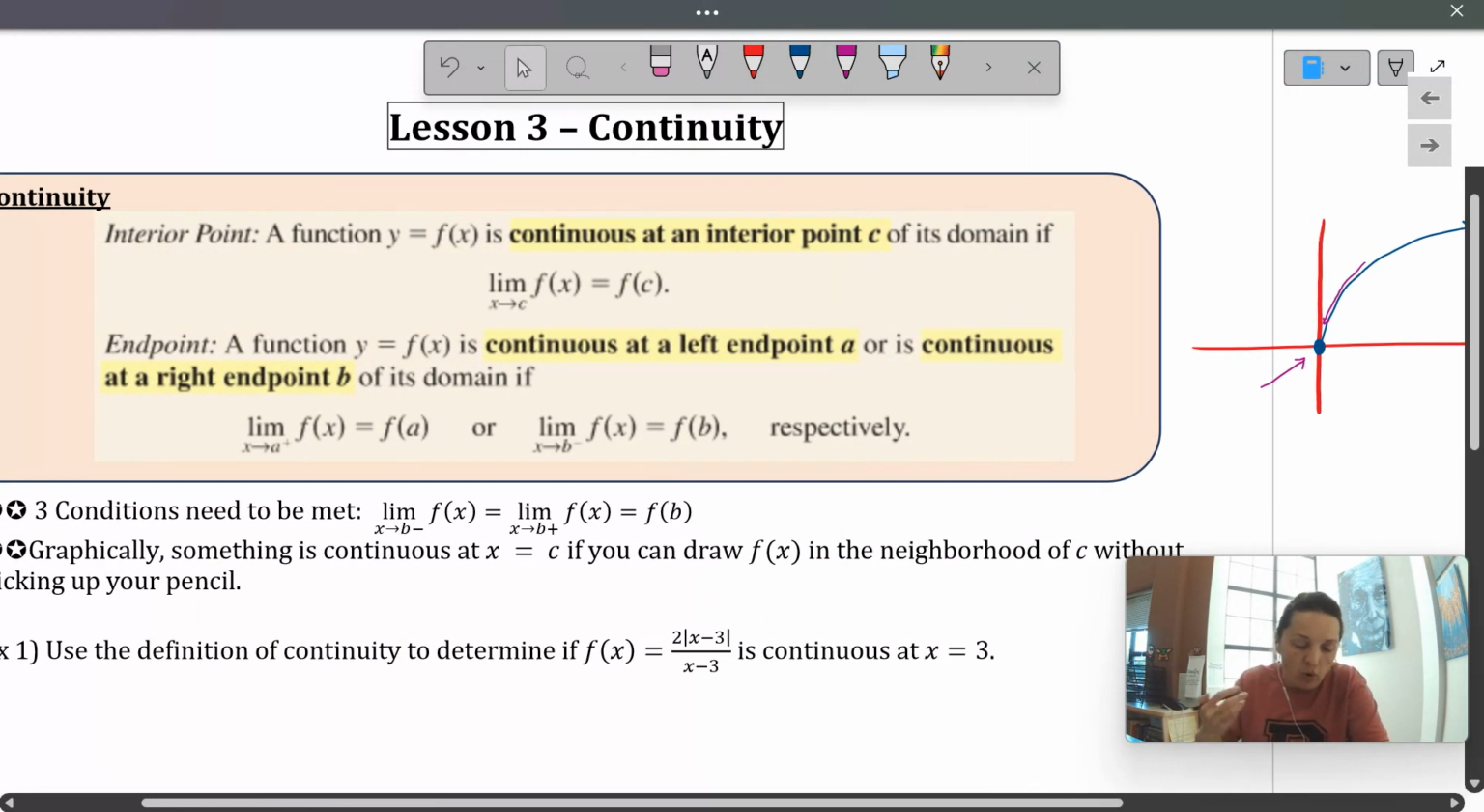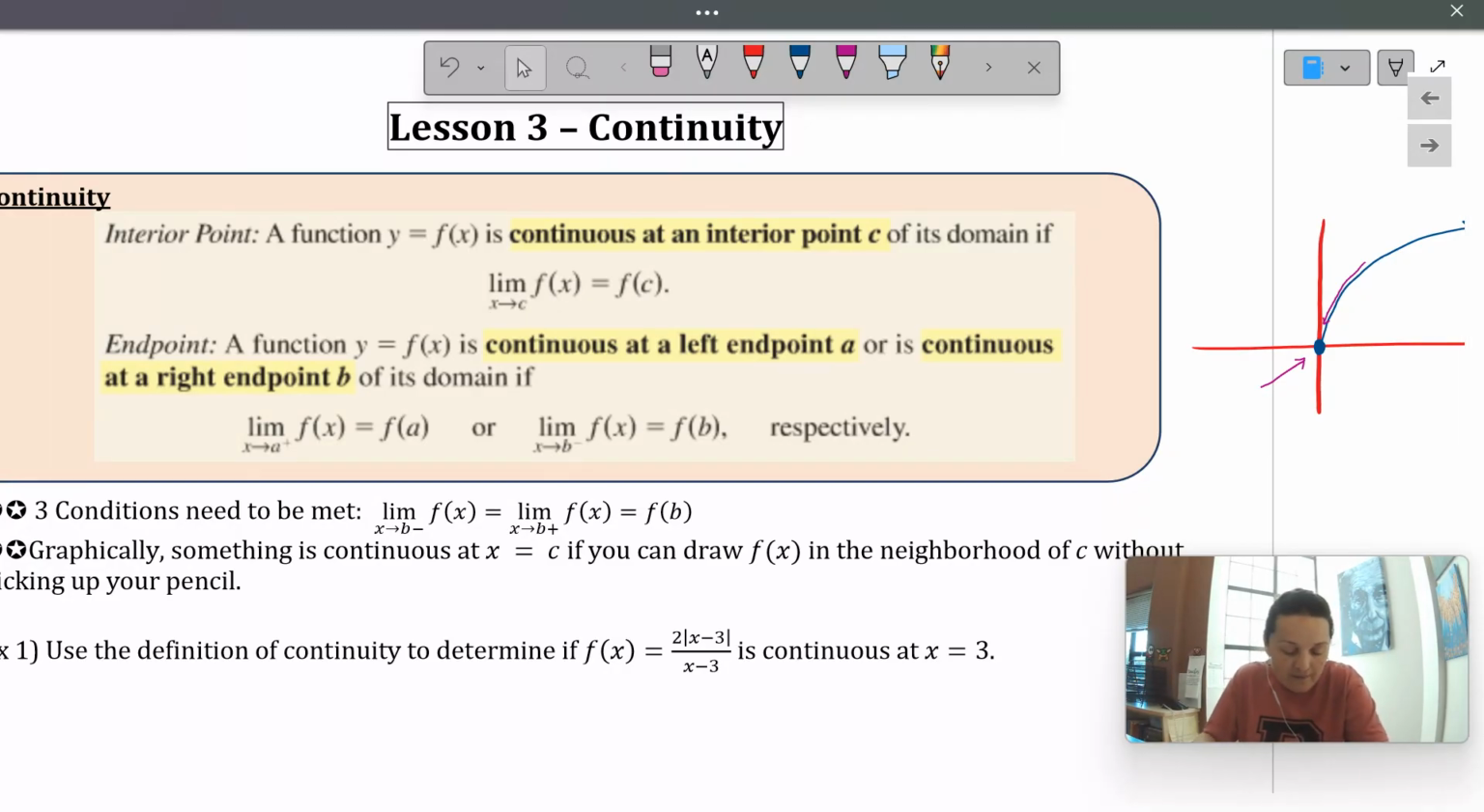So this second part where it says endpoint, a function y equals f of x is continuous at a left endpoint a or at a right endpoint b if the limit from the right equals the function value or the limit from the left equals the function value. In other words, it doesn't have to be connected on both sides if one of the sides just isn't there to begin with. All right?